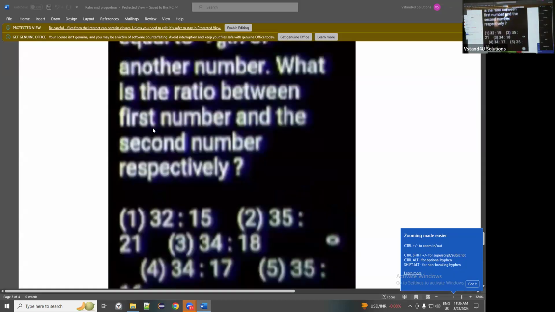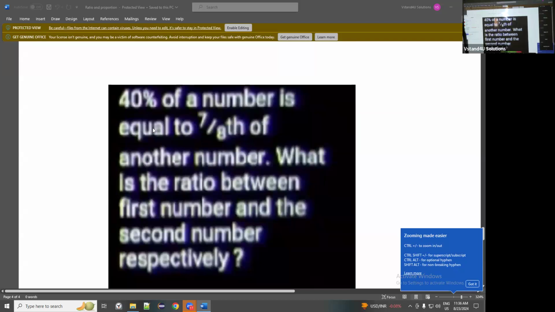The last question. 40% of a number is equal to 7 by 8 of another number. What is it saying, guys? It is saying that 40% of a number, I don't know what that number is. Can I take it as A? Yes or no? And that is equal to 7 by 8 of another number.